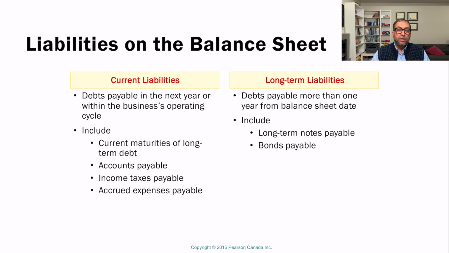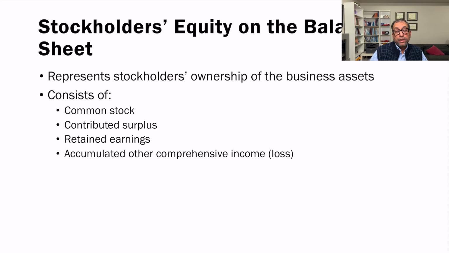Debts payable in the next year or within the business operating cycle are called current liabilities. They include the current maturity of long-term debt. So the portion of a long-term debt which we have to pay within the next year is considered to be current. Accounts payable, income tax payable, accrued expenses payable. So these are all the current liabilities. Long-term liabilities are debts payable more than 1 year from the balance sheet date, and include long-term debt, notes payable and bonds payable.